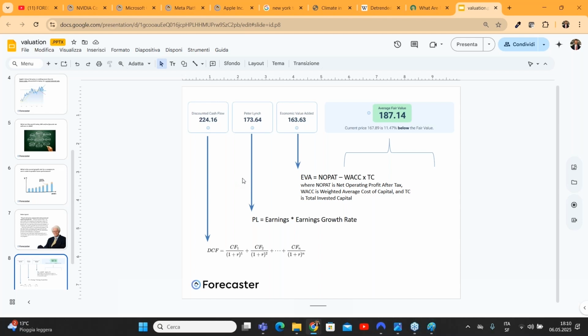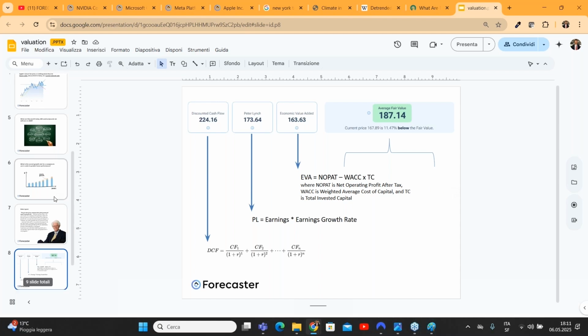Why do we use three different calculations and not only one? Because of course these different methods target different parts of the income statement and the balance sheet, and we can have a more resilient result if we use different approaches and different methods that target different parts of the income statement and the balance sheet.